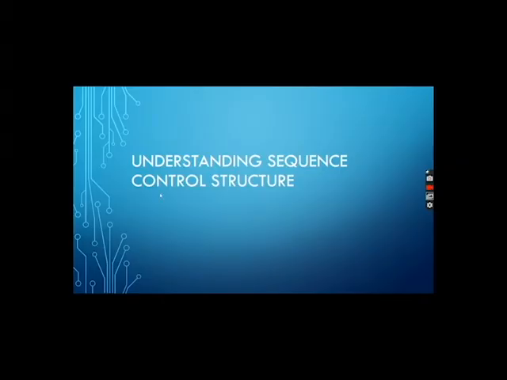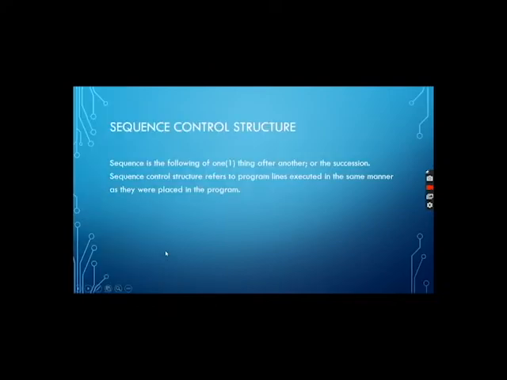Understanding sequence control structure. Sequence control structure is the following of one thing after another, or the order of succession. It refers to program lines executed in the same manner as they were placed in the program. This may include some reading or writing tasks, arithmetic operations, or data type to variable assignments.